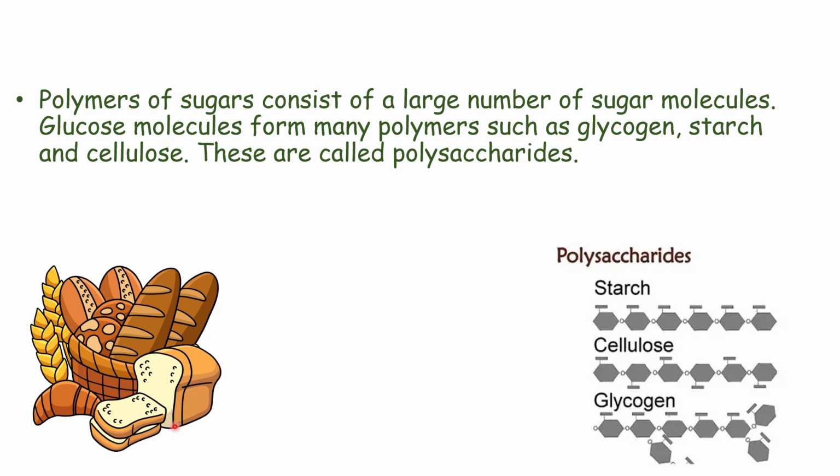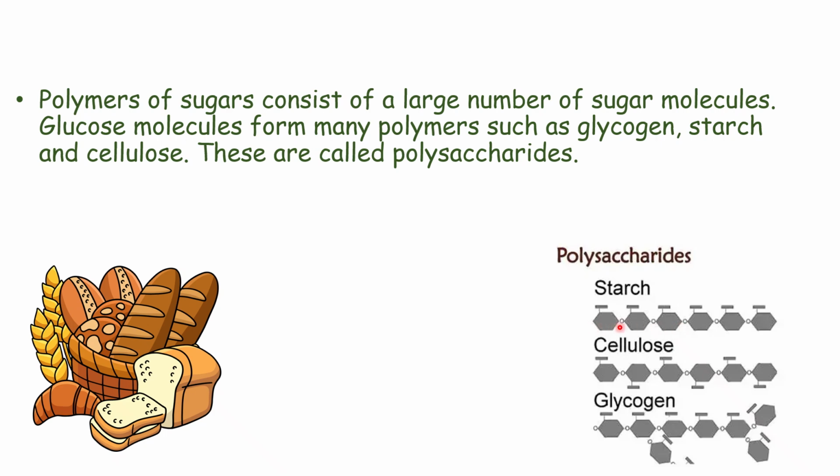Polymers of sugars consist of a large number of sugar molecules. Glucose molecules form many polymers. Examples of these polymers are glycogen, starch, and cellulose. Now, these are called polysaccharides. If you look at this drawing, each unit of these is a unit of glucose.